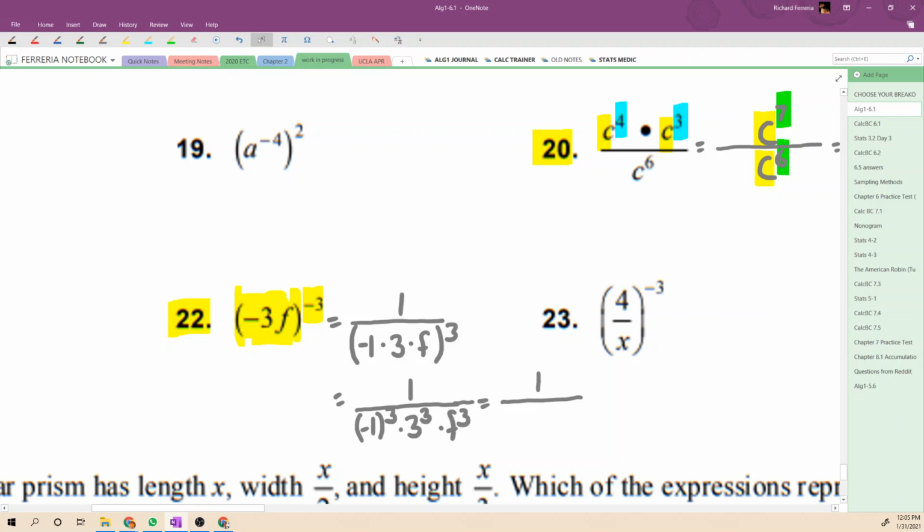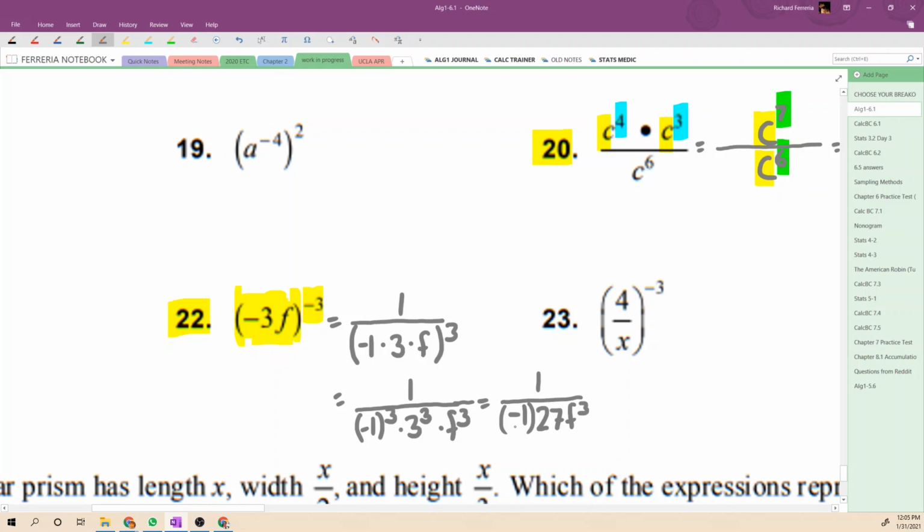Now for some reason, negative 1 to the 3rd power makes people uneasy. So we're just going to multiply that out. Negative 1 times negative 1 times negative 1 is negative 1. So we'll put a negative 1 here. And let's multiply this 3 cubed. 3 times 3 is 9. 9 times 3 again is 27. So we'll put a 27 here. And then f to the 3rd power.